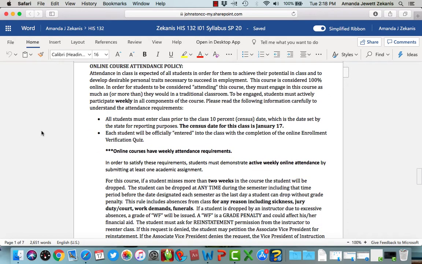Attendance. You can miss 2 weeks, and that is it. The census date for our class is January 17th. You need to make sure that you have taken the enrollment verification quiz by that date, or you will be dropped from the course. So remember, I said that discussion boards count as attendance. Anything you're turning in for that week, there's something due every single week, and that is determining your attendance and whatever other category it goes under.